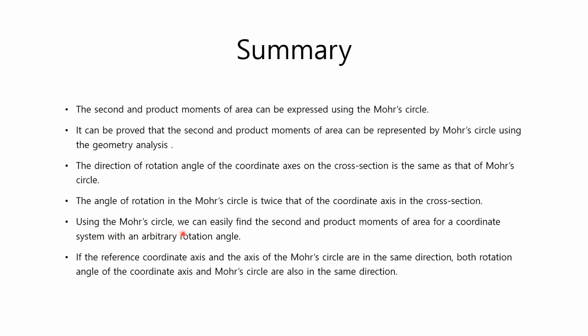Using the Mohr circle, we can easily find the second and product moments of area for a coordinate system with an arbitrary rotation angle. If the reference coordinate axis and the axis of Mohr circle are in the same direction, both the rotation angle of the coordinate axis and the Mohr circle are also in the same direction.